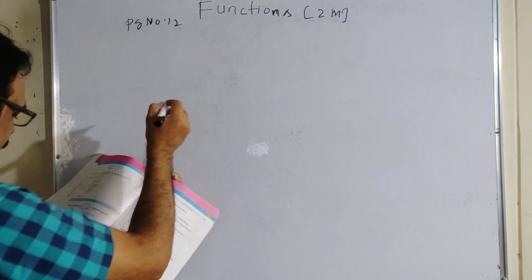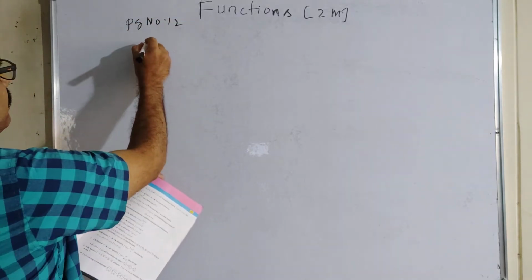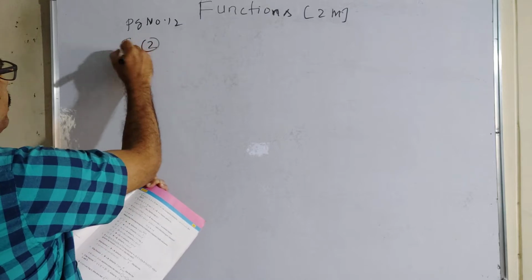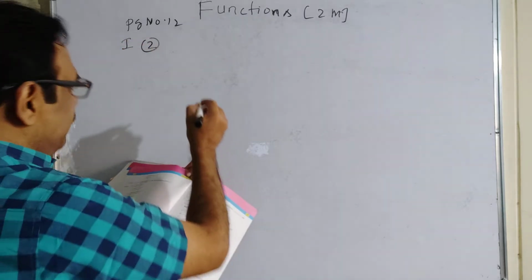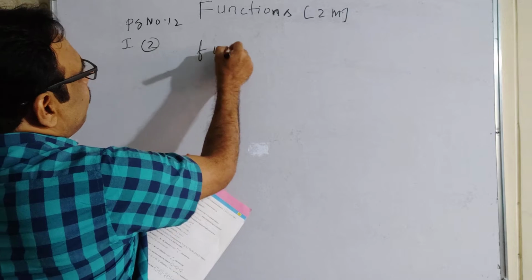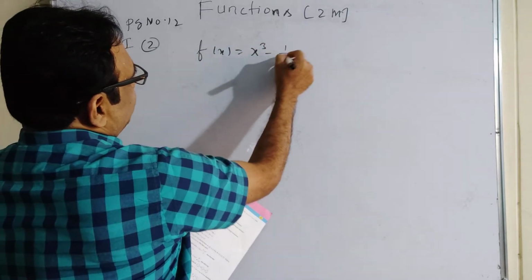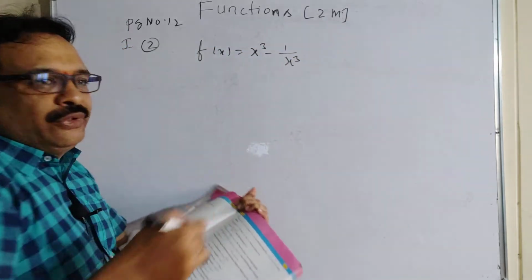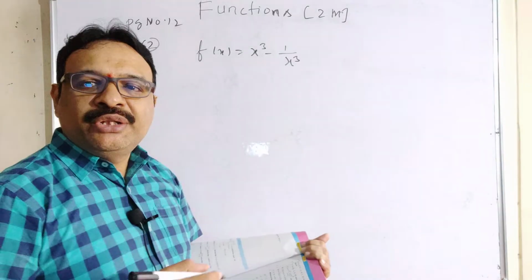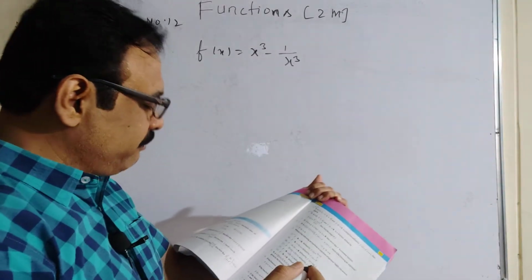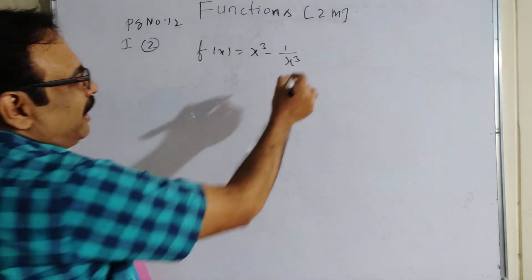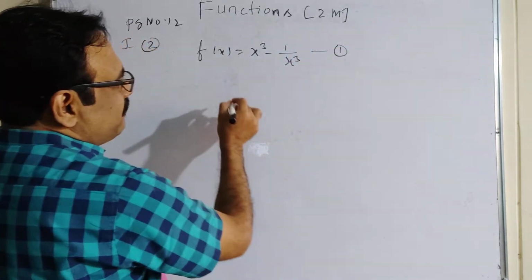This is page number 12. This is problem number 2, which is there in row number 1. He has given that f of x is equal to x cube minus 1 by x cube. Now what we need to prove? We need to prove that f of x plus f of 1 by x is equal to 0. I'll keep this as result number 1.